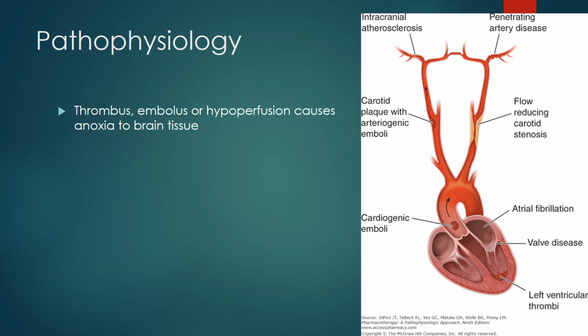Next, let's talk about the pathophysiology of ischemic stroke. Thrombus, embolus, or hypoperfusion can cause anoxia to brain tissue. A thrombus is something that occurs within the artery. It can occur within the smaller arteries of the brain. An embolus is something that may occur in the heart or may occur in the lungs, break off, and then go into these smaller vessels of the brain and get lodged in there.